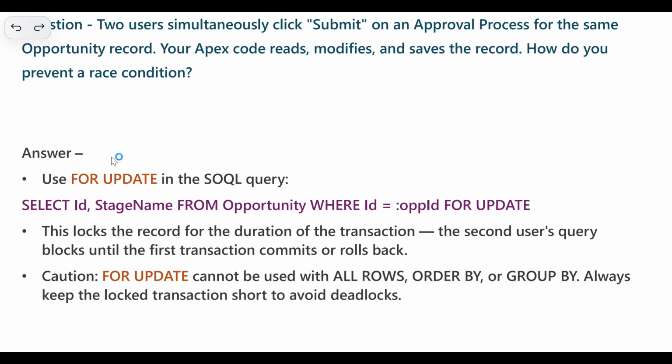So in this video we got to know about three major SOQL keywords that are commonly used. First was ALL ROWS, second was OFFSET, and third is FOR UPDATE. Aren't they powerful? Let me know in the comments.